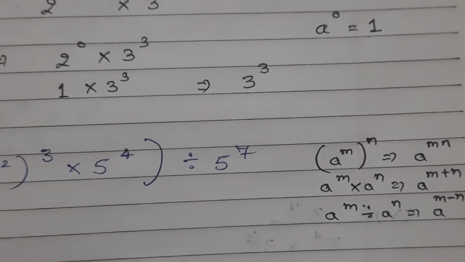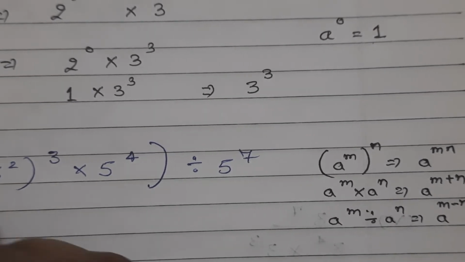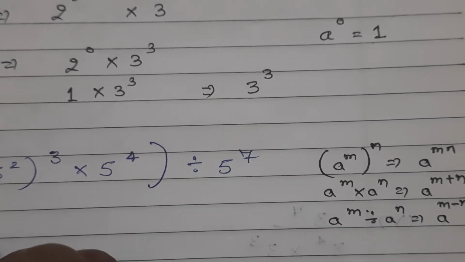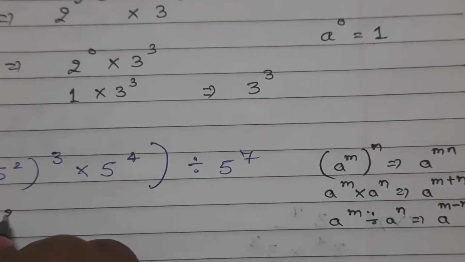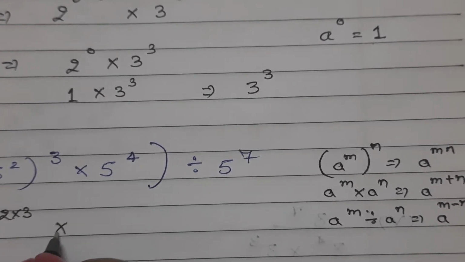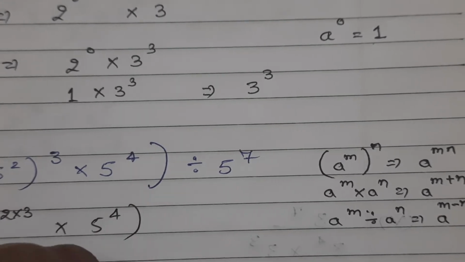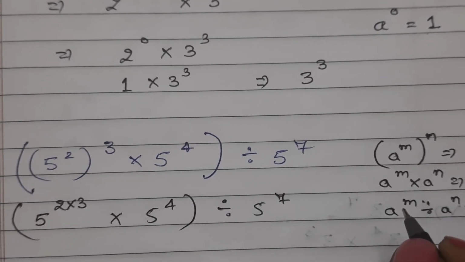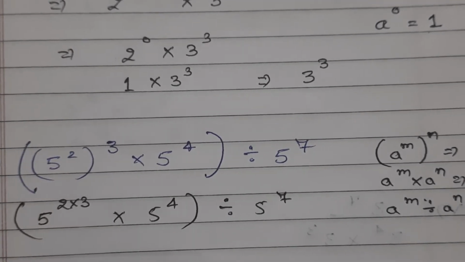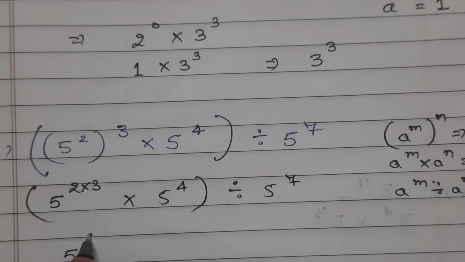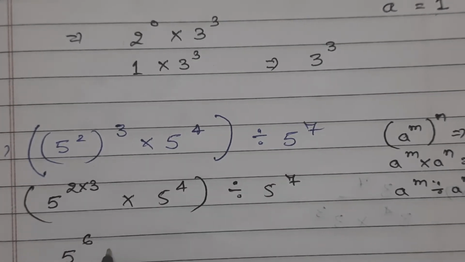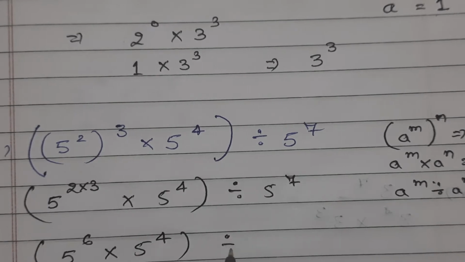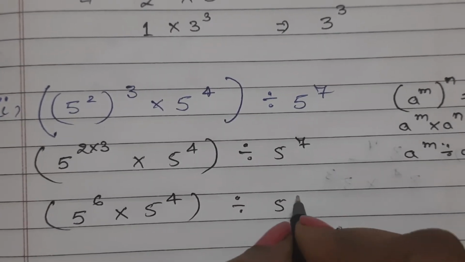Or stepwise also we could have written the laws where we have applied. So the first step is like this. It will be 5 to the power 2 into 3, into 5 to the power 4, divided by 5 to the power 7. So here it will be 5 to the power 6 into 5 to the power 4, divided by 5 to the power 7.